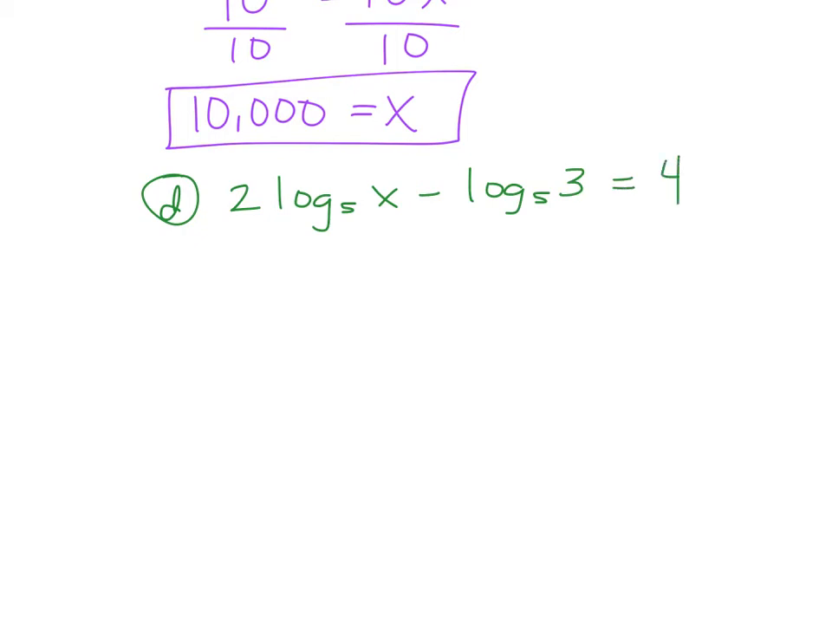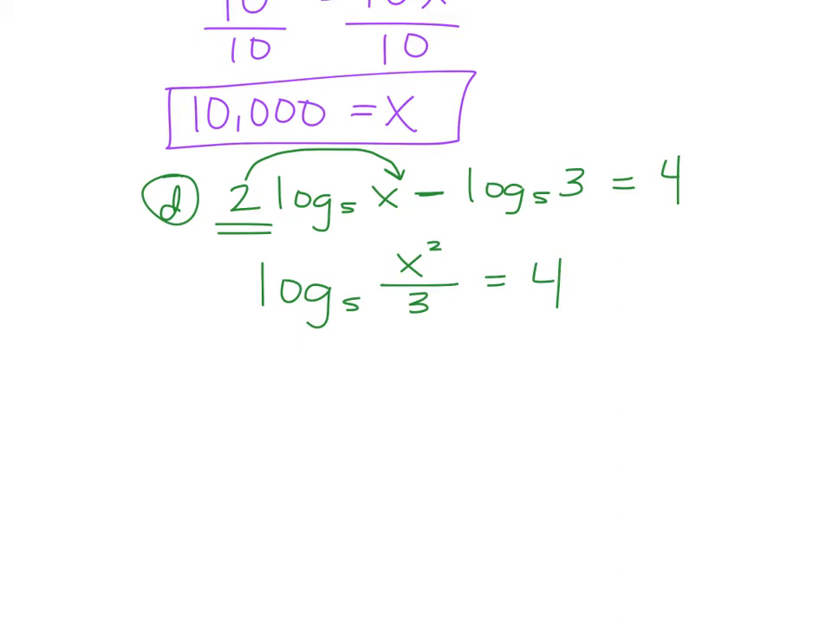Okay. 2 log base 5 of x minus log base 5 of 3. We're doing subtraction, so this is going to bring division. What do we do with this guy? You make it an exponent. This 2 is going to go here, right? x squared. So we're going to say log base 5 of, subtraction brings division, so x squared divided by 3 equals 4. Okay?